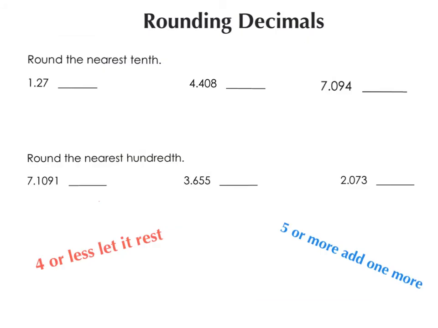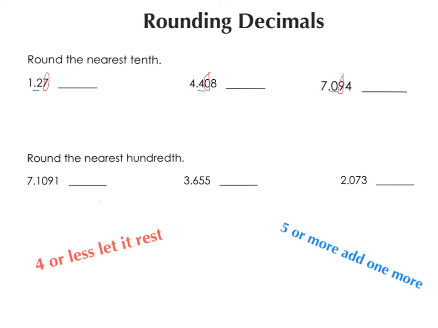Okay, let's take a look at rounding these problems. Remember, 4 or less, let it rest. 5 or more, add 1 more. So the first set, we're looking at the tenths place, so I'm going to underline the tenths place in each one of these. Remember, it is 1 away from the ones place after the decimal. So when we're rounding to the tenths place, that means we need to look at the hundredths place to tell us what to do. So now I'm going to circle the hundredths place because that's going to be the key number to tell me what I should do.